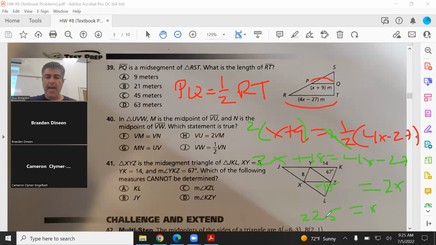But remember, the question is asking for the length of RT, not what x equals. So then probably best to use a calculator, but if you do 4 times 22.5 minus 27, 90 minus 27, you should get 63. So it should be D.